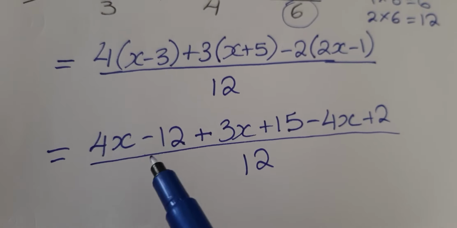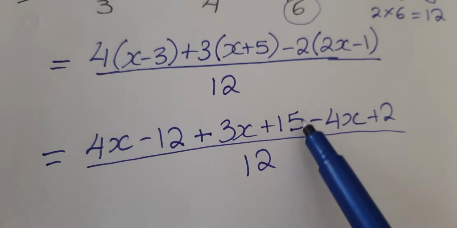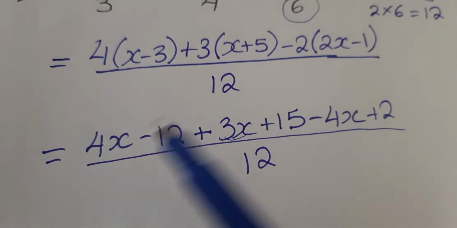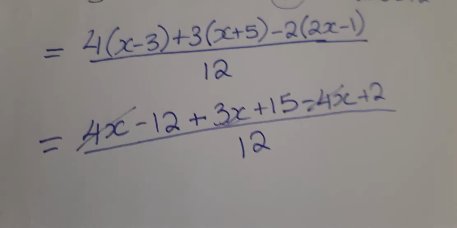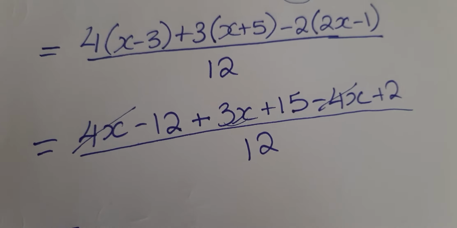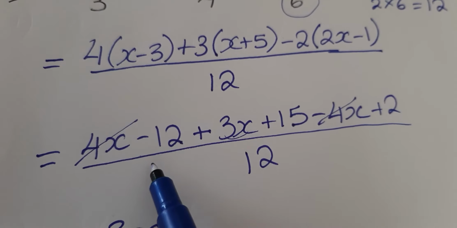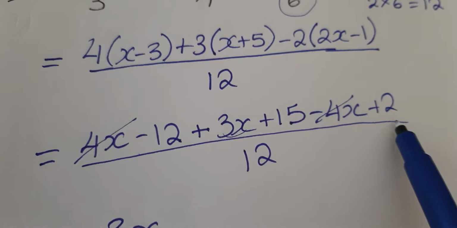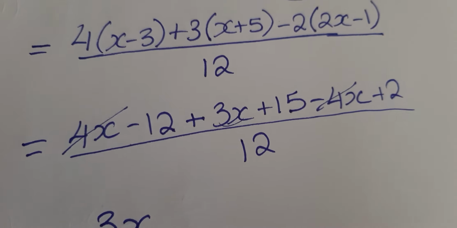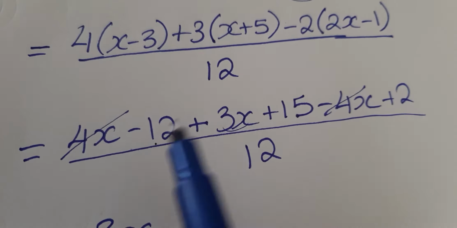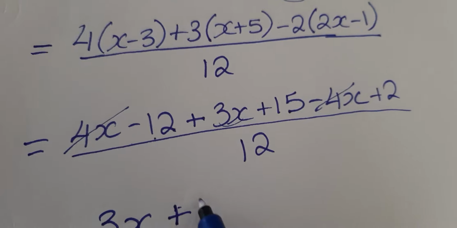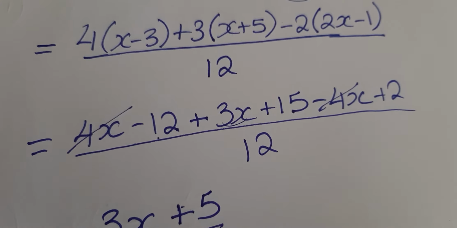Now, looking at the x's, 4x plus 3x minus 4x. I can just cancel the 4x minus 4x, and my total is 3x. Then minus 12 plus 15 plus 2. I'll say 15 and 2 makes 17. 17 minus 12 is 5 over 12.